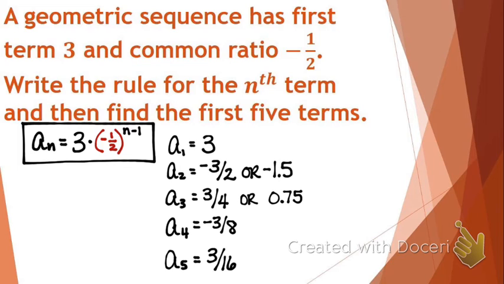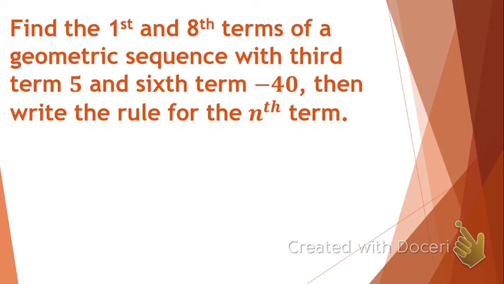I know we're going to get through at least one more here. I'm going to put up our next example. We're going to find the first and the 8th terms. We're also going to write the rule for the nth term. What information do we have to work with? A sub 3 is 5. And A sub 6 is -40.